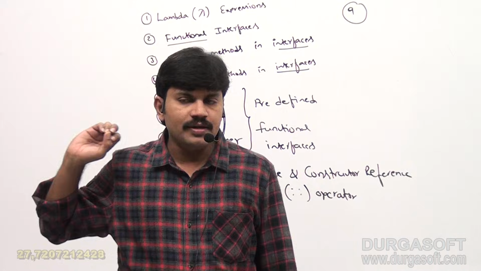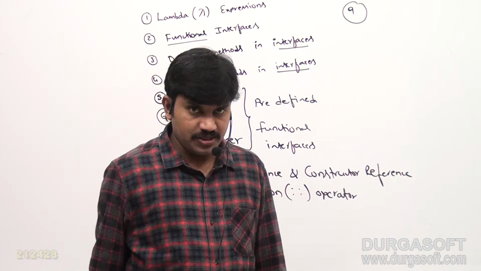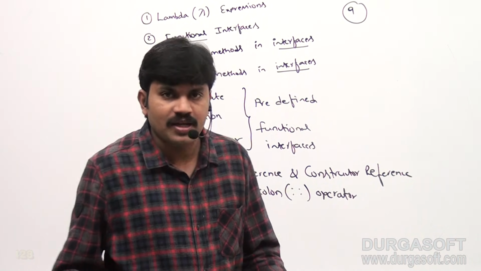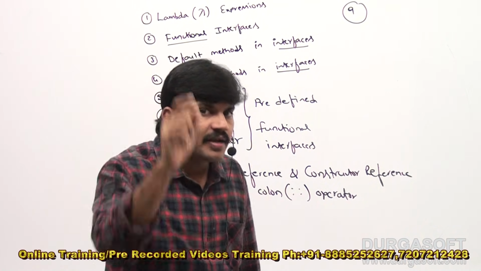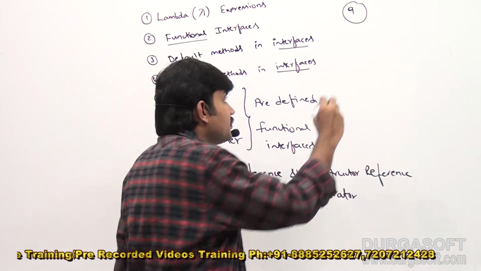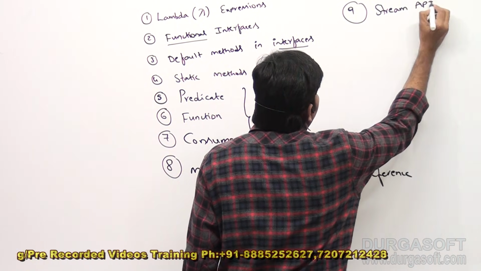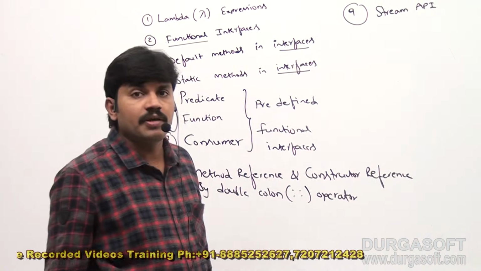Whenever we are using Java 1.8, only two words will come in your mind. The first biggest word, lambda expression. Yes, obviously Java 8 means lambda expression. The second biggest topic is the streams concept, the stream API.